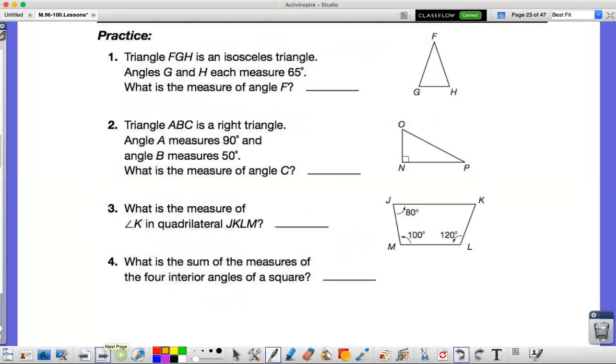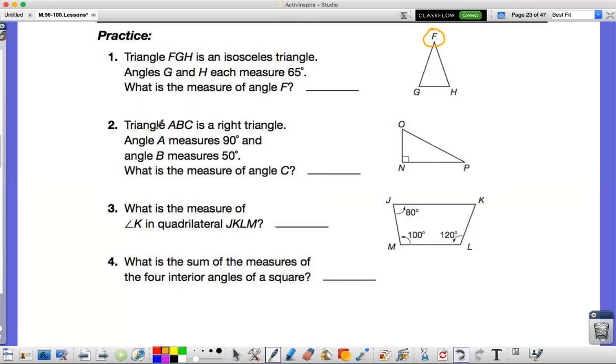All right, go ahead and give this a shot. In this one, it says triangle FGH is an isosceles triangle. Angles G and H are both 65 degrees. So both of those are 65. What's the measure of angle F for this one?